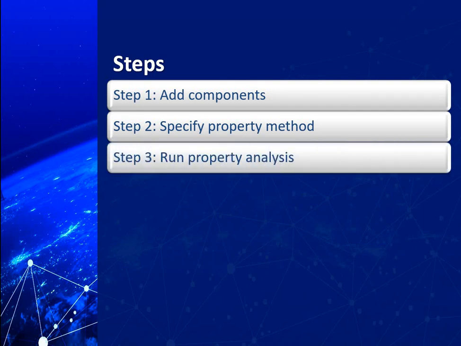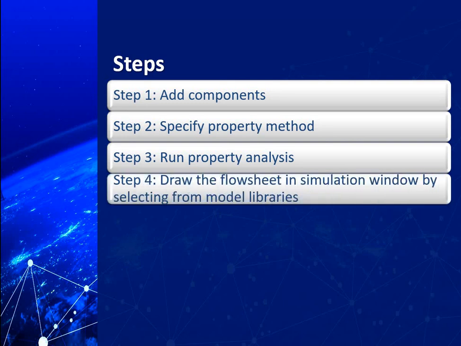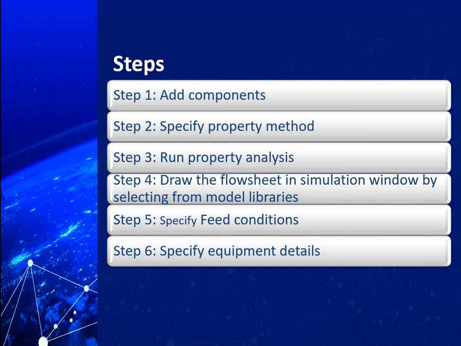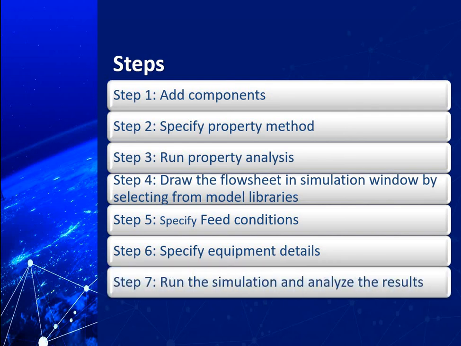Step 3 is run property analysis. Then step 4 is draw the flowsheet in the simulation window by selecting from model libraries. Step 5 is specify feed conditions. Step 6 is specify equipment details. And step 7, run the simulation and analyze the results. So these are basically 7 major steps in any Aspen simulation. In our courses, we will explain with examples how these steps are performed in Aspen simulators.